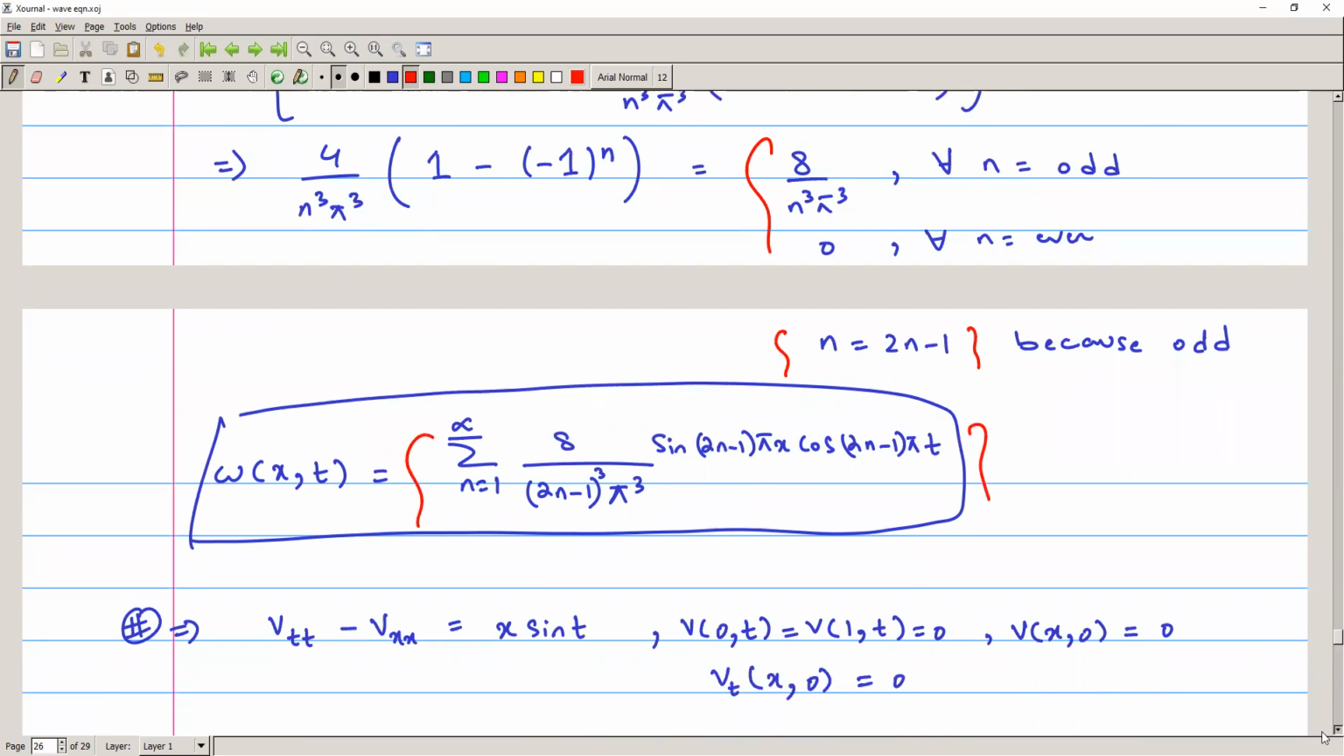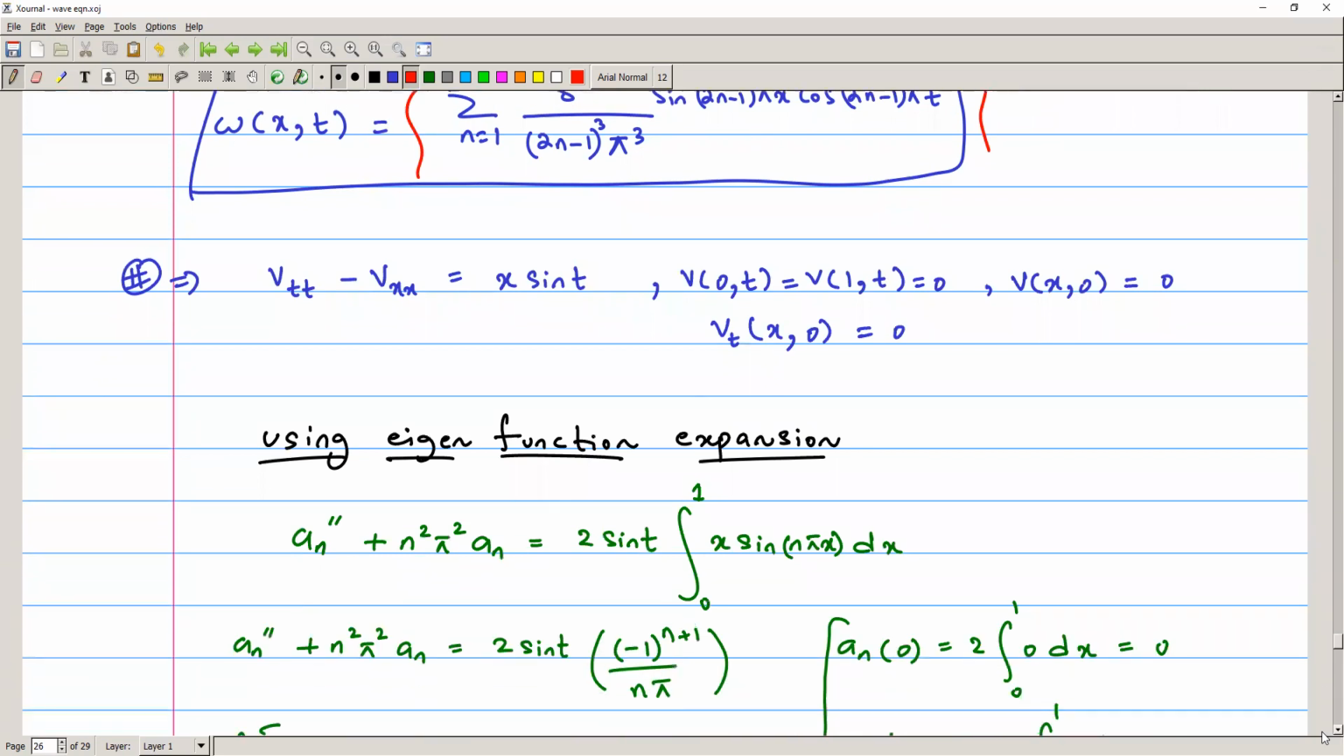Now we will work on v(x,t). For v(x,t), we have this heat source, but now it is with the product of x, and the boundary conditions are homogeneous Dirichlet boundary conditions. Again, the initial conditions are 0, so we can't use Laplace transforms here because it will be more complicated to solve. Therefore, we are using the method of eigenfunction expansion.